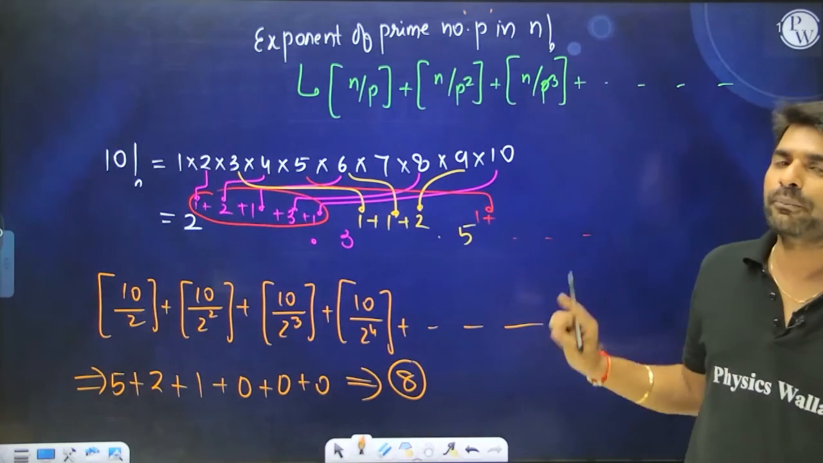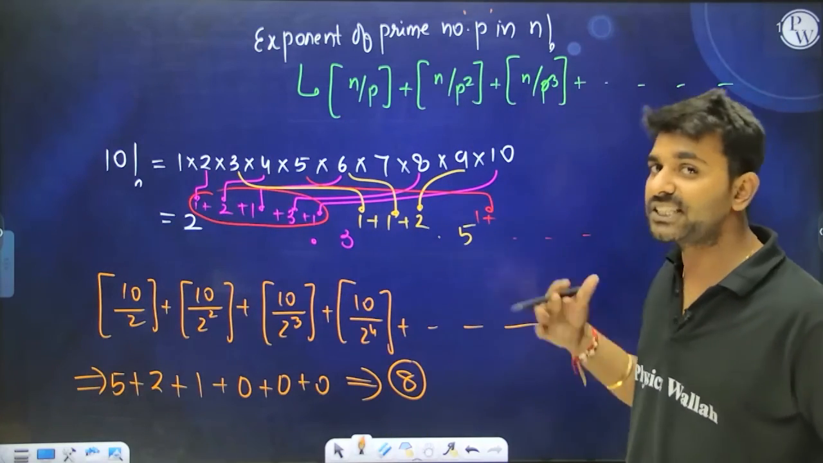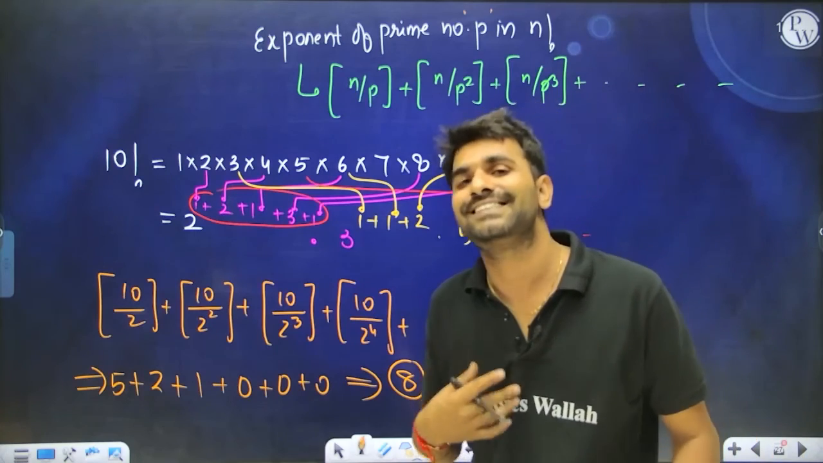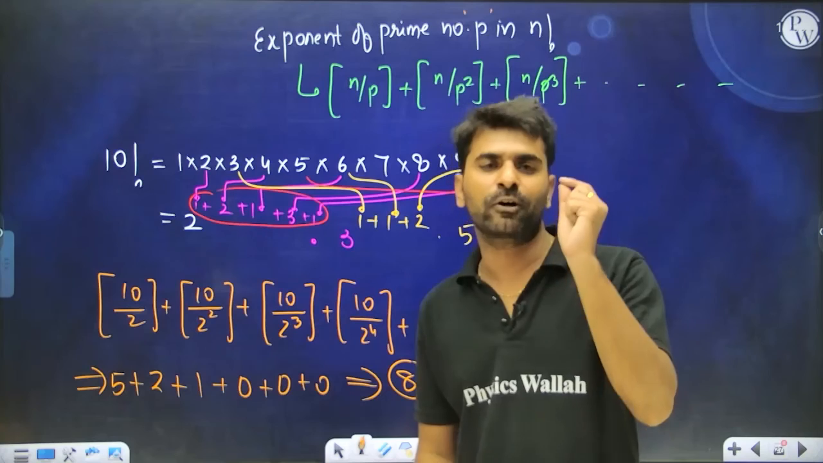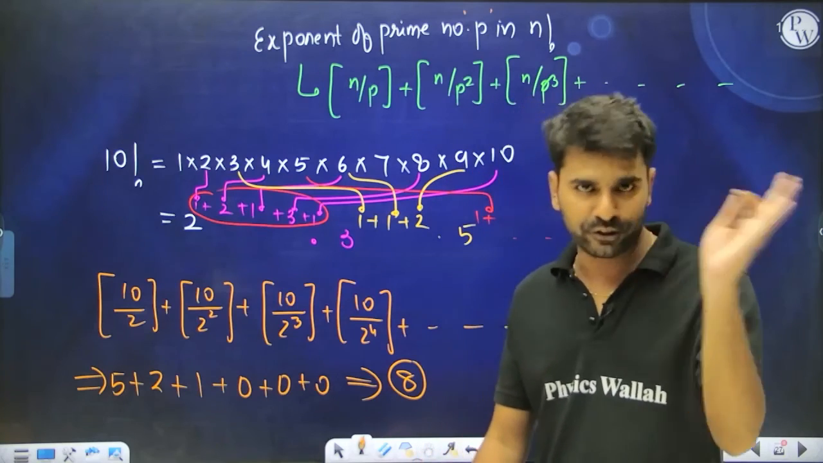Again, I am telling you this formula will be used only when p is a prime number. Let's say if I am asking you what will be the power of 6, you cannot use this formula. In order to form 6, you will have the power of 2 first, then the power of 3 individually.